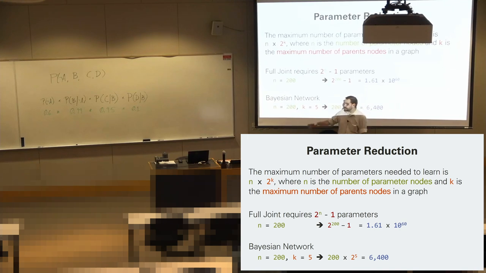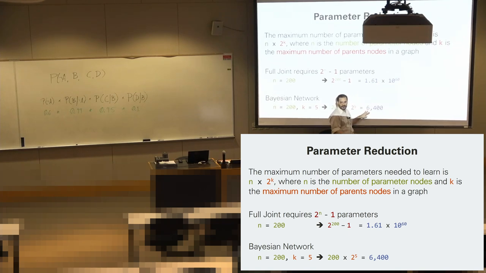Not good, not easy. However, in the Bayesian network, if I still am working off of that idea that I have 200 variables, but I just arbitrarily picked a number here, let's arbitrarily say that the most any one of those nodes had was 5 parents, 5 things directly influencing it, then it would be 200 times 2 to the 5th power.